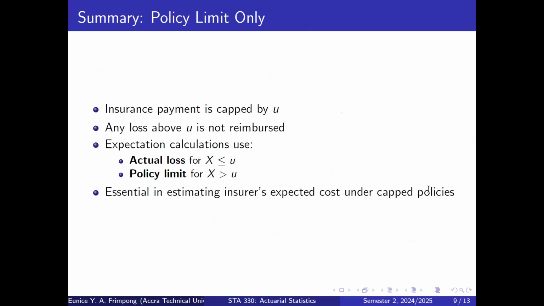Here's a quick recap. The insurance payment is capped by U. If a loss exceeds U, the excess is not reimbursed. Now for calculations, we use the actual loss for X less than or equal to U, and then the policy limit, the cap U, when X is more than U. So understanding this helps us model and estimate the insurer's true cost more accurately.